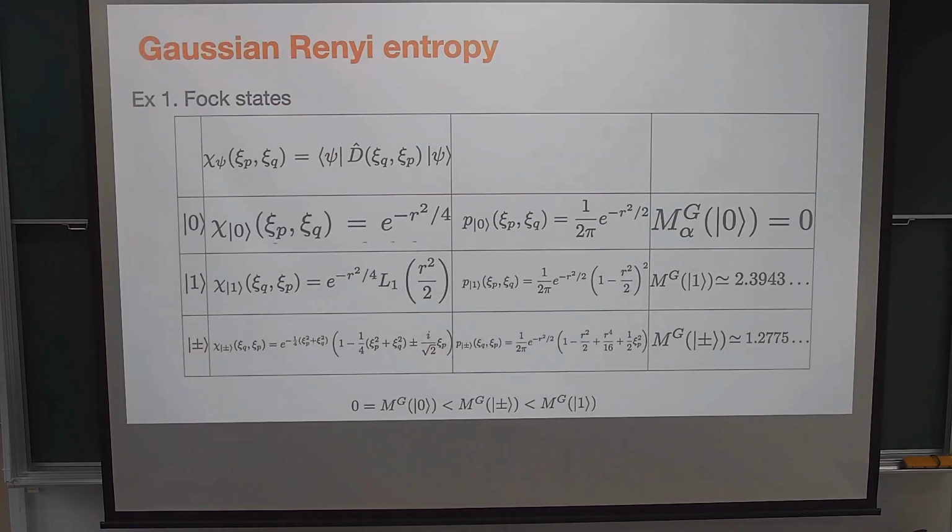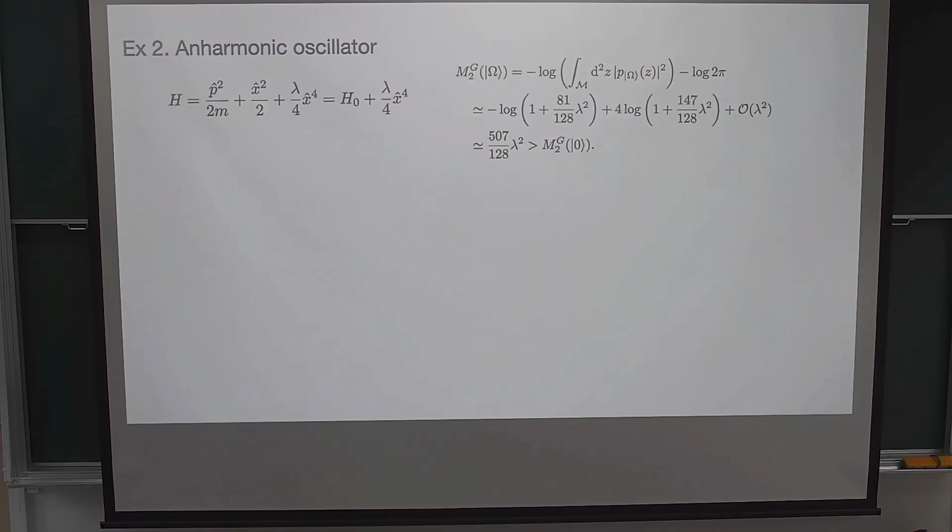So just to give you an example, this is a Fock state: 0, 1, plus, minus. 0 is a Gaussian state, so it must be 0. 1 is not a Gaussian state, so you get this value. There are some properties for the Fock state. You can use a harmonic oscillator as an example. When lambda is 0, it's basically a Fock state, a Gaussian state, but with this anharmonic term, you can introduce non-Gaussianity. We show this, and this Gaussian Renyi entropy will be 0 when lambda goes to 0, and then increases with non-vanishing lambda.